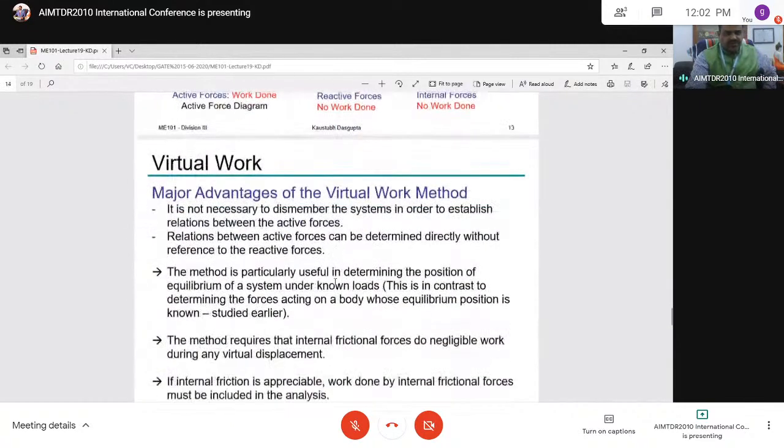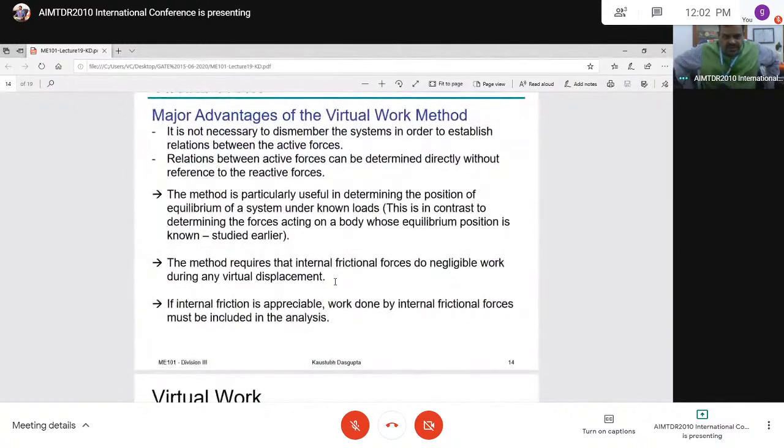The major advantage of the principle of virtual work is that it is not necessary to dismember the system in order to establish the relation between the active forces. Active forces are determined directly without reference to the reactive forces. The method is particularly useful in determining the position of equilibrium of a body or system under known loads, because it is a rigid body concept. These advantages are there.